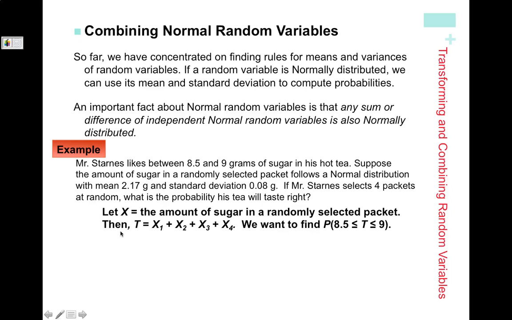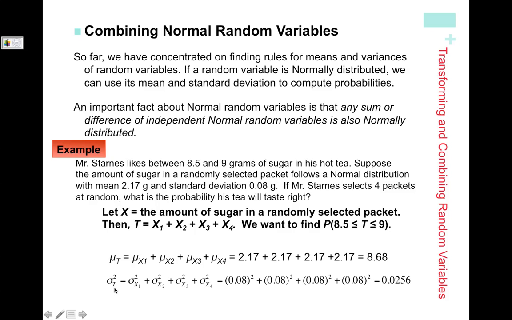If we let x be the amount of sugar in a randomly selected packet, then t would be x1 plus x2 plus x3 plus x4, the sum of those 4 packets. And we're looking for what's the probability that t is between 8.5 and 9. Our average amount will be the sum of all these individual means, so 2.17 times 4. We can also add together the variances of the 4 sugar packets.